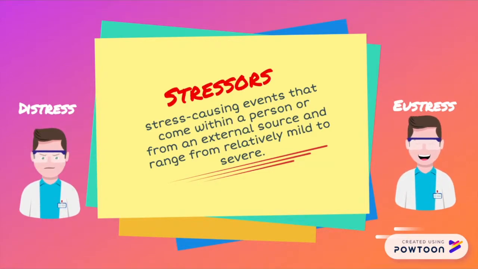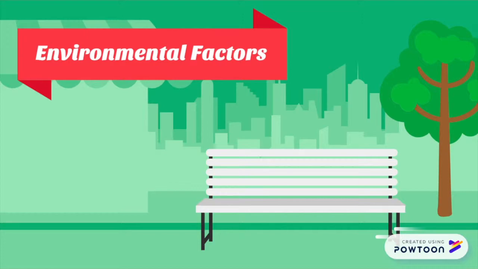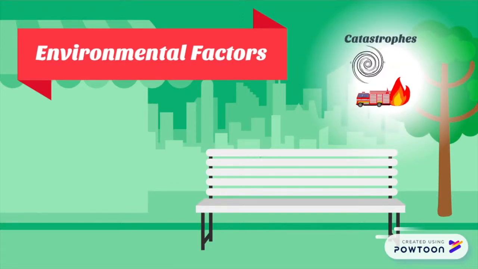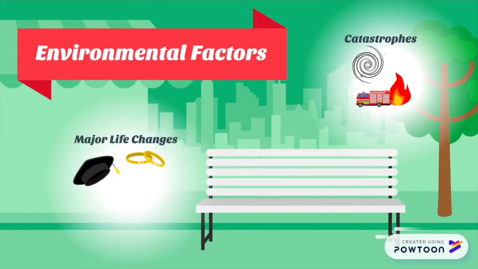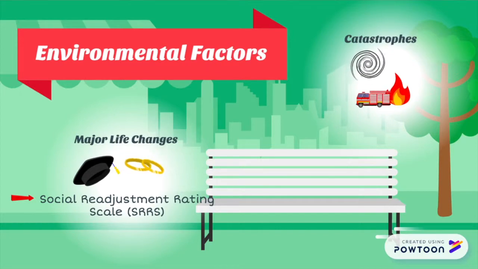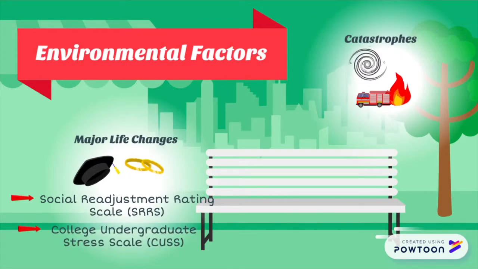Environmental stressors or factors include catastrophes, such as losing one's home in a hurricane or fire, which creates tremendous amounts of stress. Major life changes such as graduating or getting married. The SRRS measures the amount of stress in a person's life by adding up the life change units associated with each major life event. The CUSS has a list of rated stressful events that are most likely to happen to a college student.